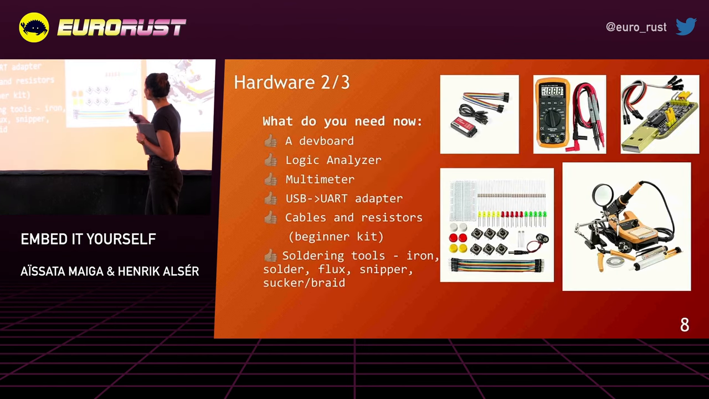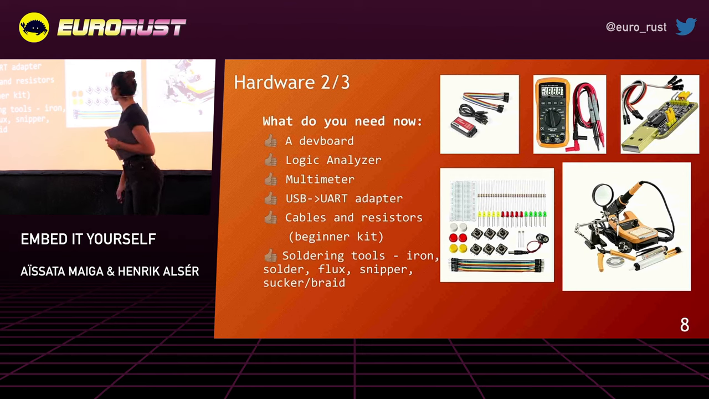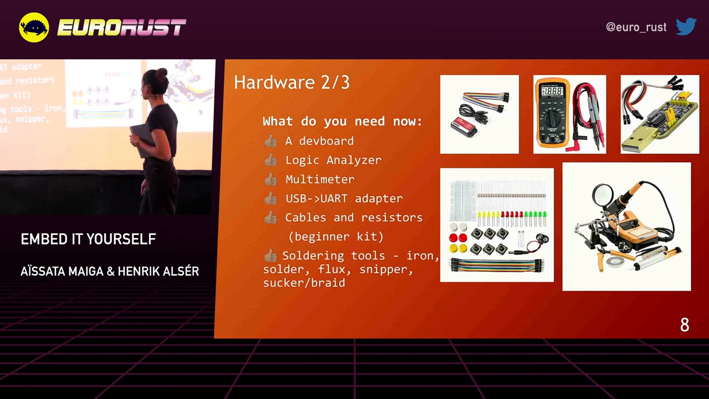So yeah, hardware, what you need to get started: you need the dev board, a logic analyzer to watch the signals that are sent, a multimeter to see if things are connected or check the voltage. Then this little thing, a USB UART adapter, can be very useful to see your board on the USB port. Cables and resistors. A beginner kit works fine. And soldering tools, a soldering station and some soldering tools.